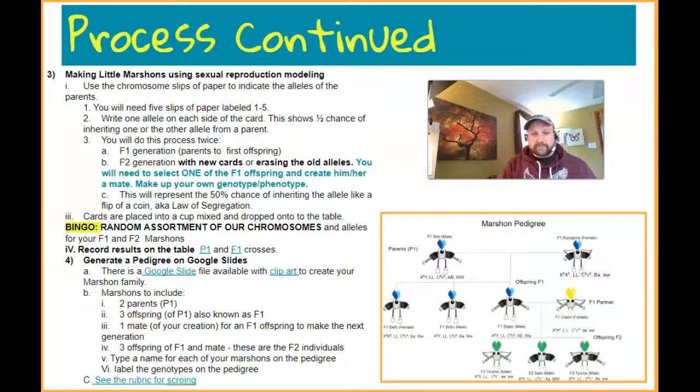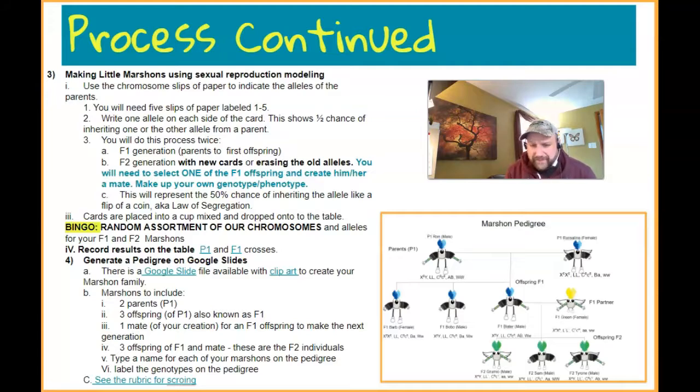This video is going to go over process parts 3 and 4. You'll need some scissors and some pieces of paper. I use cardstock for this part, so you'll want to have those ready to help you do this part. Alright, process parts 3 and 4 have us going through and doing the actual work of creating the Marshons.